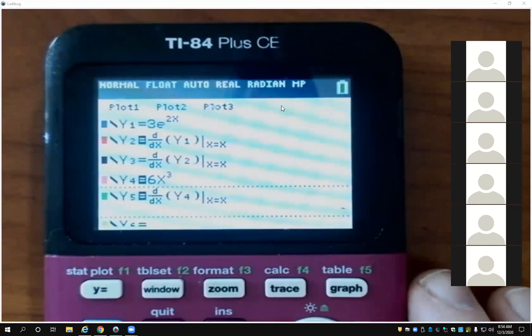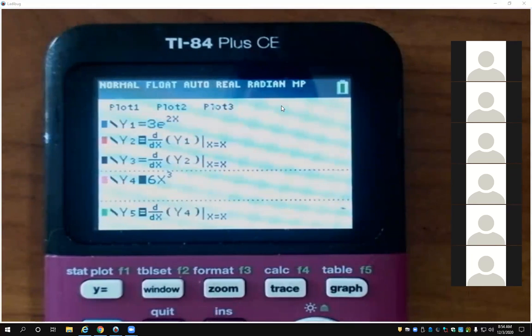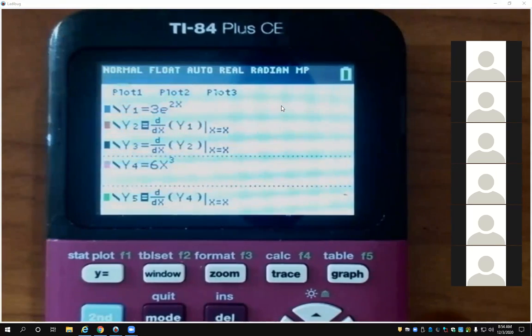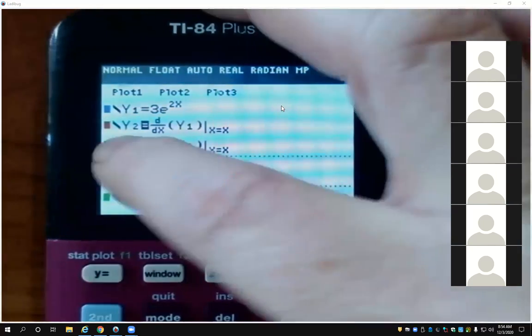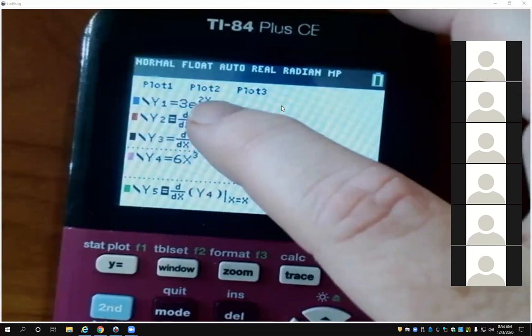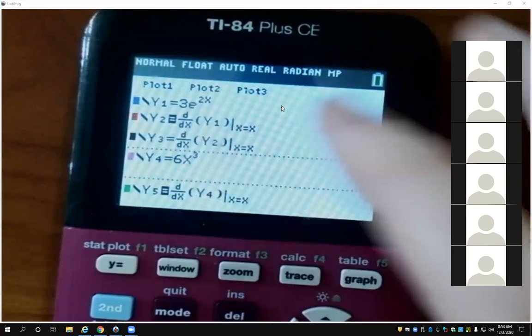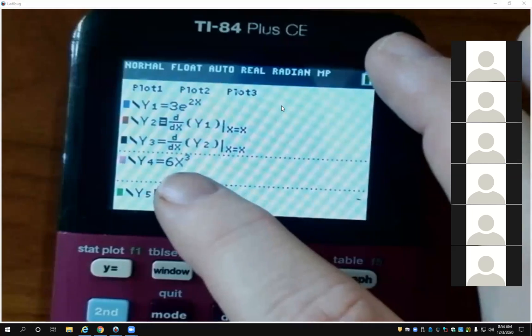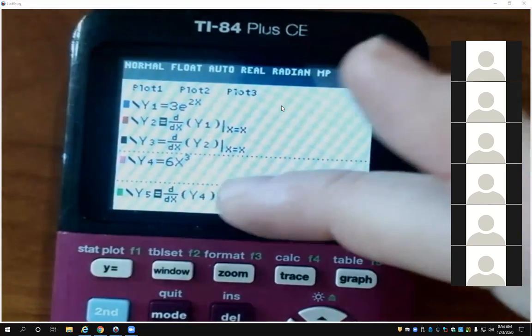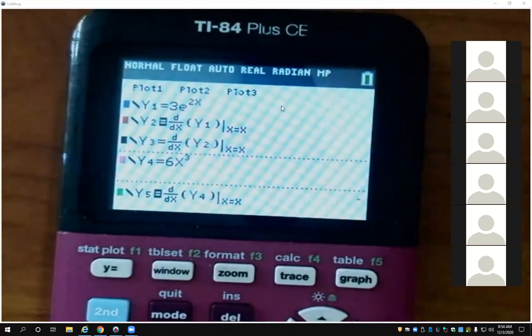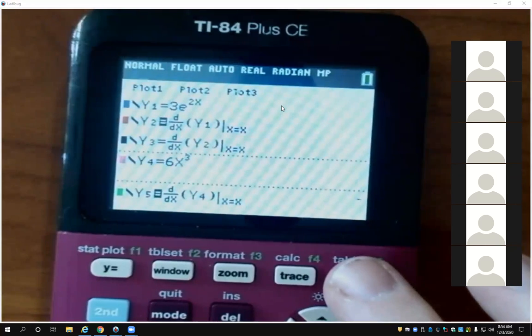I'm going to then turn off y4, because I don't want to see 6x cubed, I just want to see its derivative. Don't look at my y3, pretend it's not there. y1 is f of x, y2 is the derivative of f of x, y4 is g of x, y5 is the derivative of g of x. So I have my two derivatives, and I want to know when they're equal. So I graph them now.